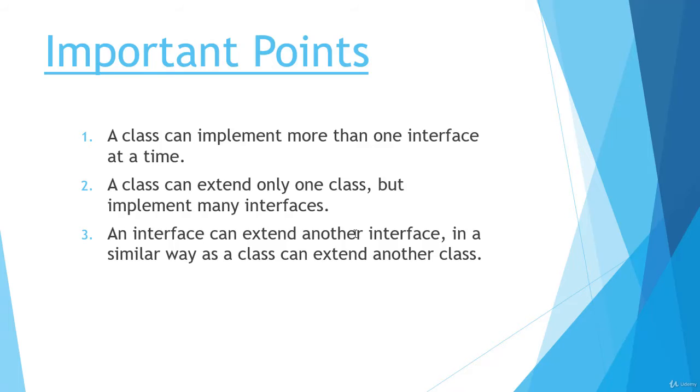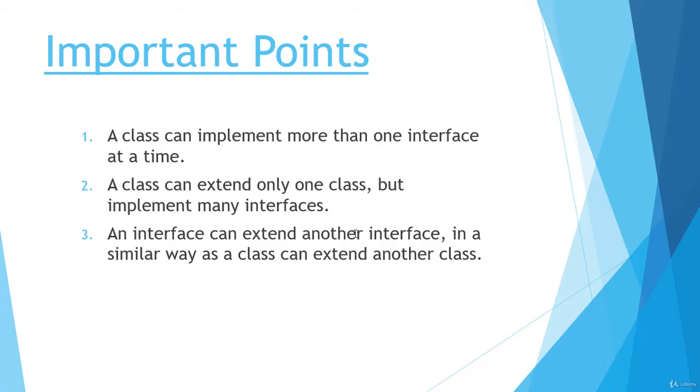A class can implement more than one interface at a time. We know that in inheritance we can only extend one class at a time, but while using interfaces we can implement more than one interface in the class. A class can extend only one class but implement many interfaces. An interface can extend another interface, in a similar way a class can extend another class. We can also apply inheritance to interfaces. One interface can extend another interface as we do with classes.